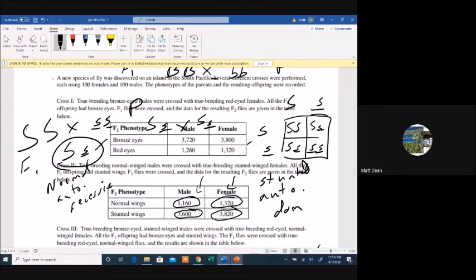So what we're seeing is that these three should all have stunted wings, the dominant trait. This one should have normal wings, the recessive trait. So we're expecting a 3-to-1 ratio in the F2.